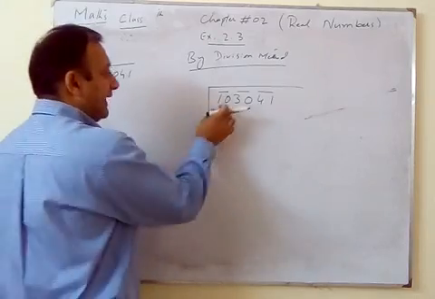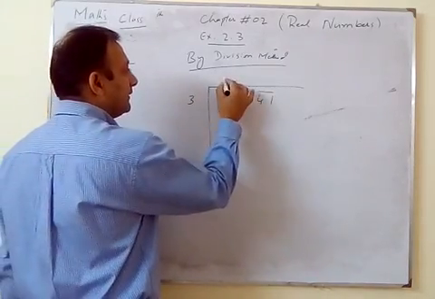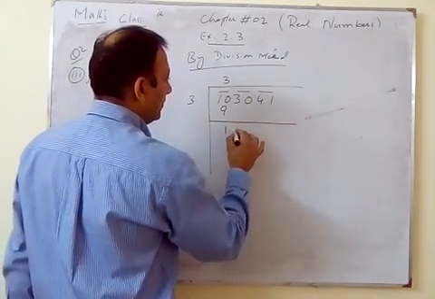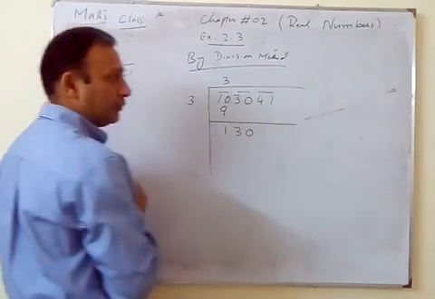First of all, make the pairs from right to left. This one 10. So 3 is here. 3 9 1 3 0.